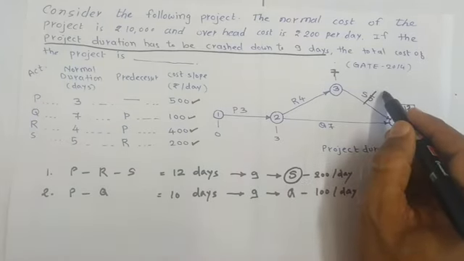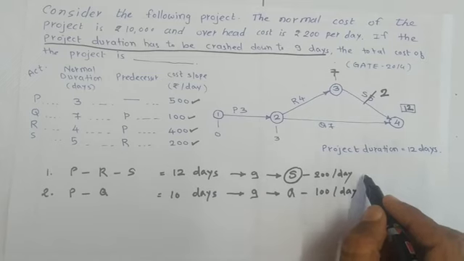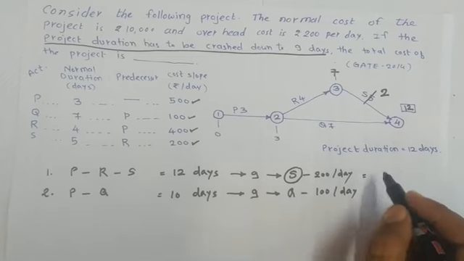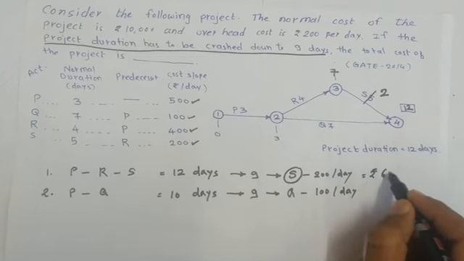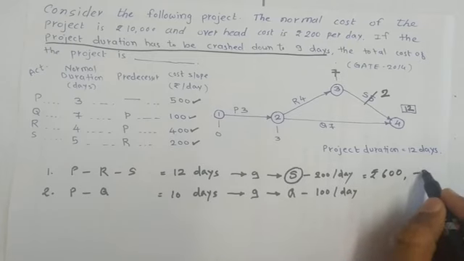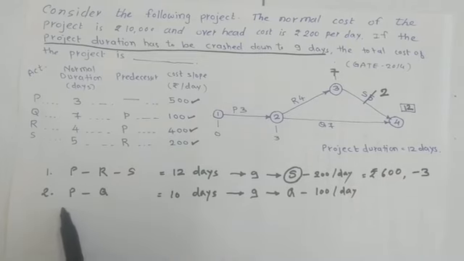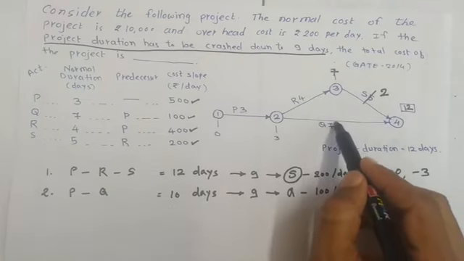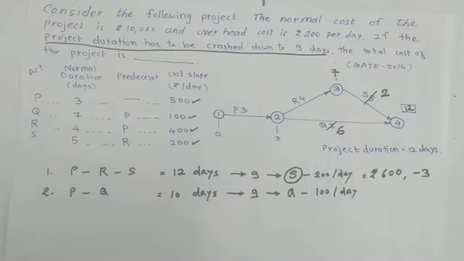So the new duration will be 2 days, and increase in the cost is rupees 600, and decrease in the days is 3 days. Similarly, for P to Q, the timing is 10 days, we want 9 days, so we will crash the activity Q by 1 day. So the new duration is 6 days.